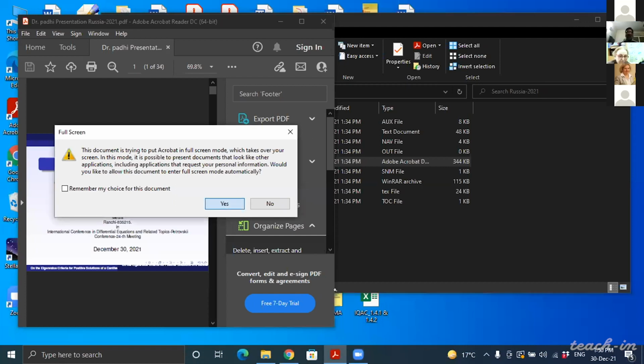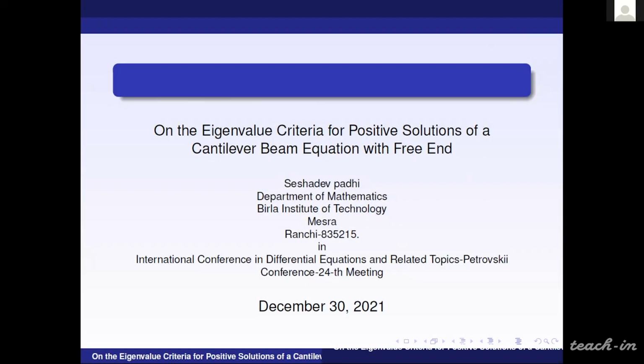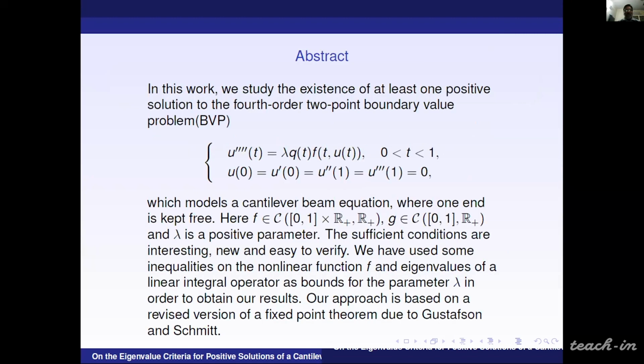Okay, you're welcome. So, in fact, I'm giving my outline something like this. We shall be considering a fourth order boundary value problem, and it is a 2-point boundary value problem. The boundary conditions, the local boundary conditions at 0 and 1, model a cantilever beam equation where one end is kept free and the other one is fixed.